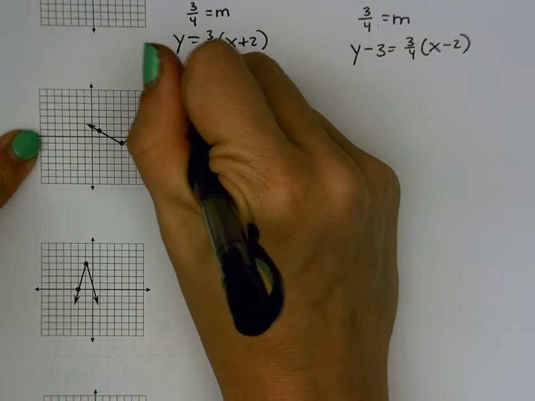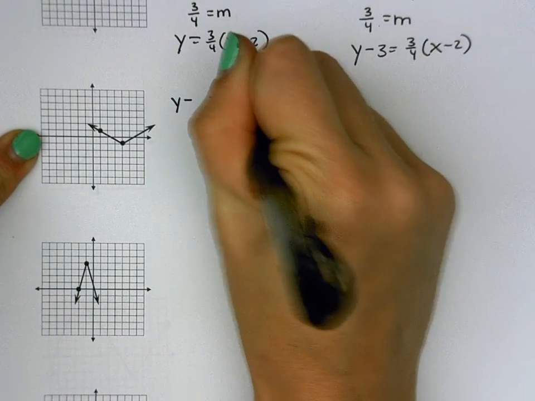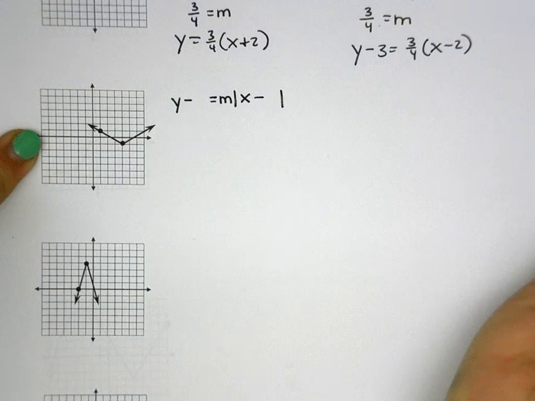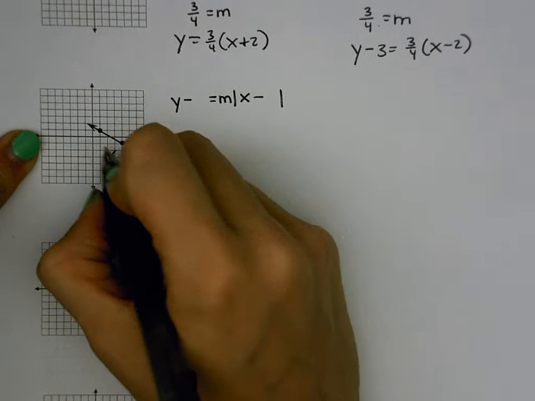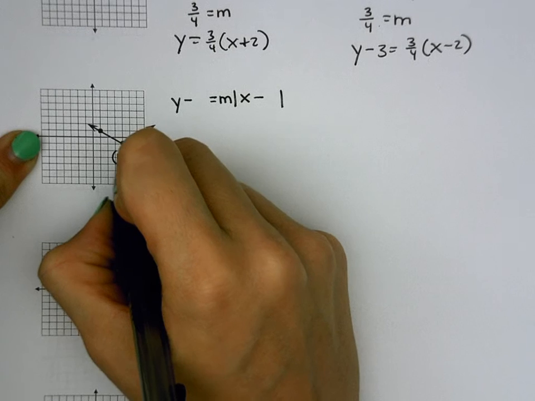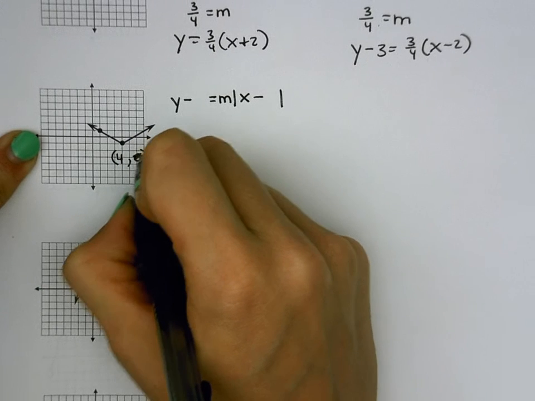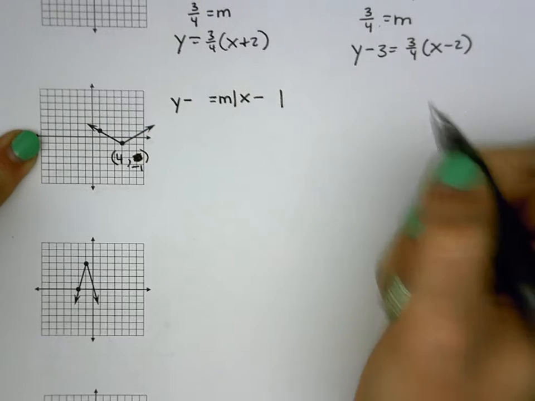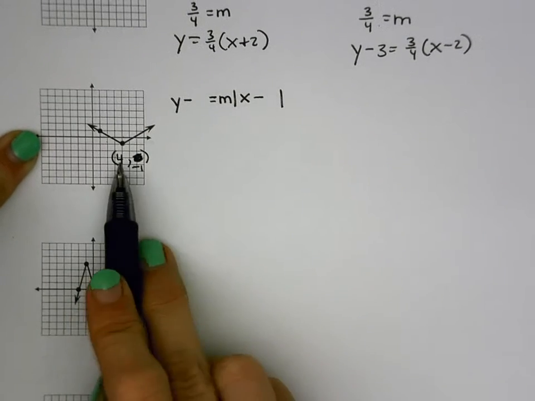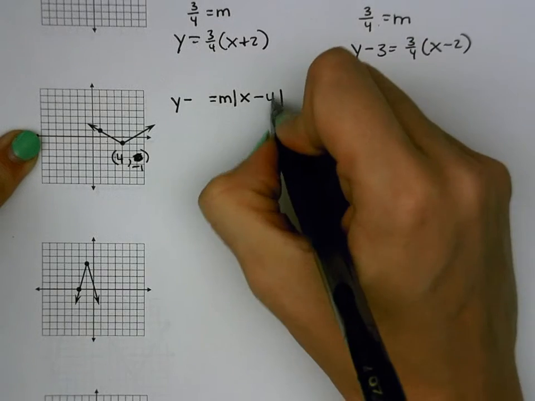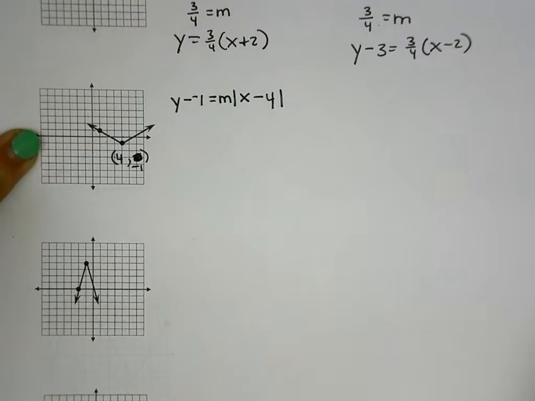Okay, absolute value, we have y minus y1 equals m times the absolute value of x minus x1. Now with absolute value, it does matter what point we plug in as our (h, k). This point needs to be (4, -1). This y goes down 1, right, 1, 2, 3, 4, down 1. And so my h is going to be 4, my k is going to be -1.